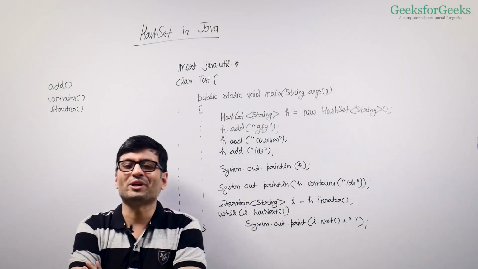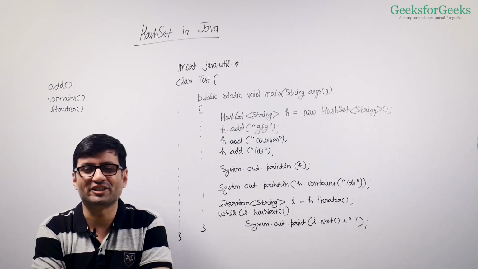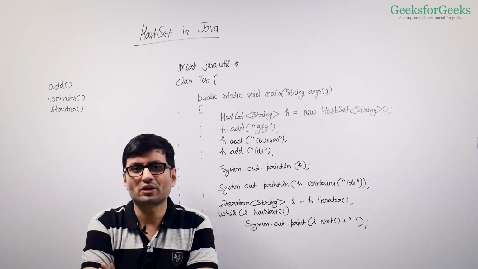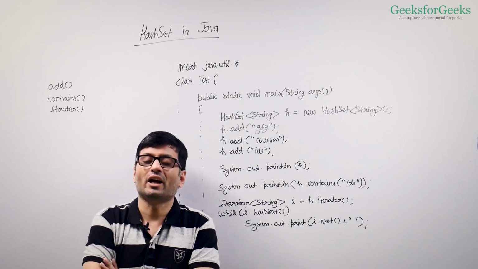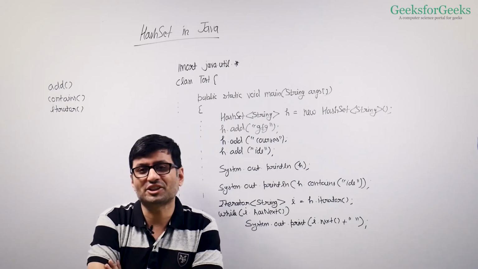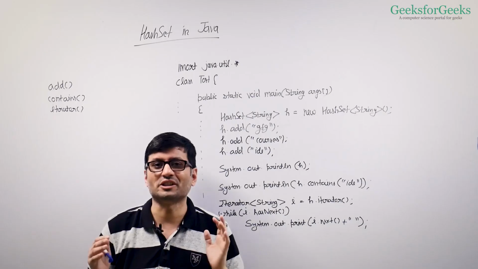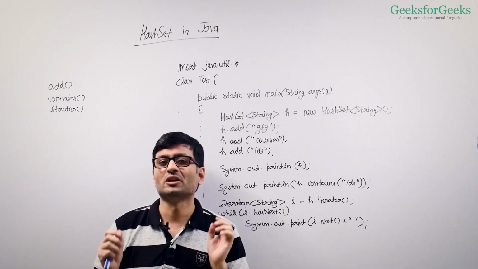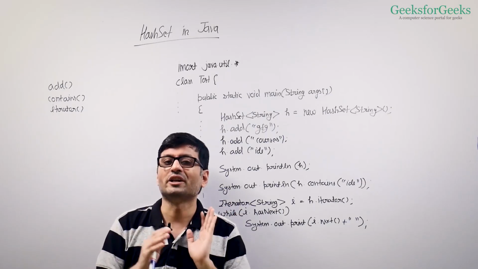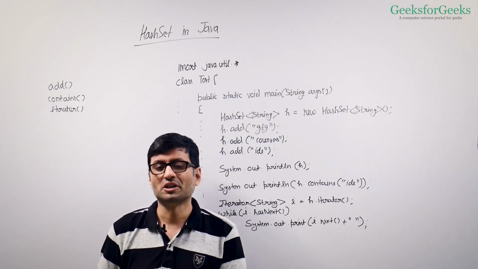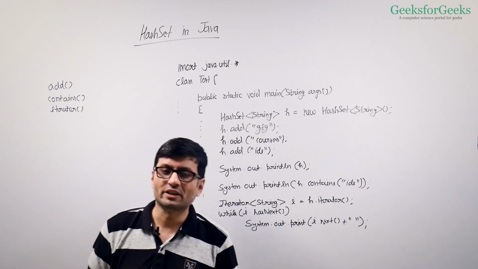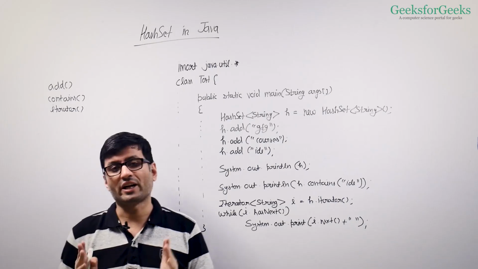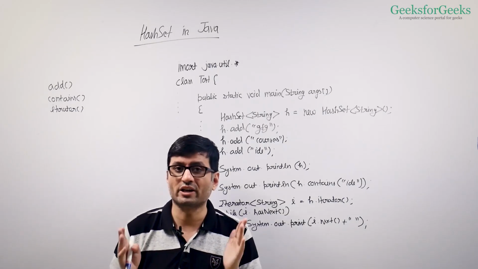Hi, in this video we are going to talk about HashSet in Java. HashSet is used to store a set of keys, and it uses hashing to store these keys: hash tables to store these keys, and hash functions to convert these keys into indexes in the hash table. So it uses all the concepts of hashing. That is how it allows operations like add, remove, and contains.